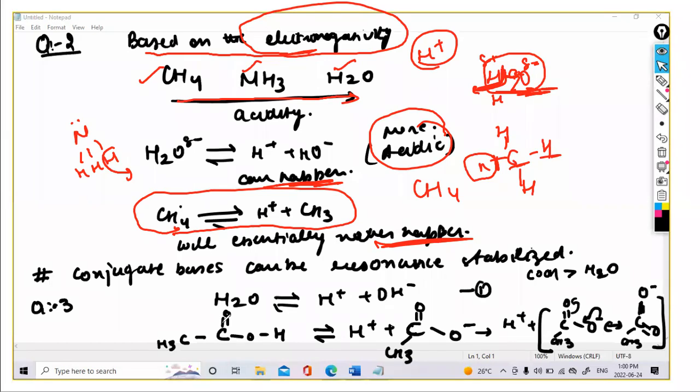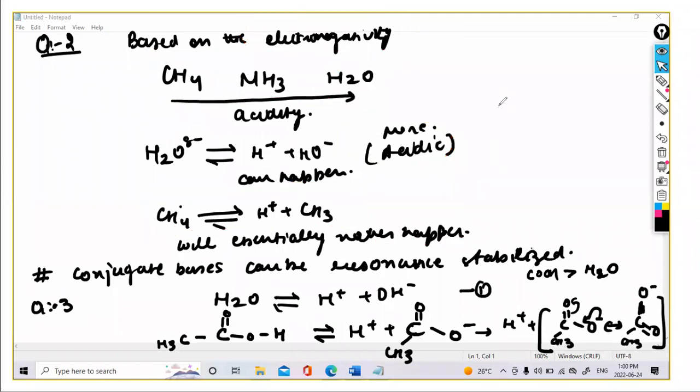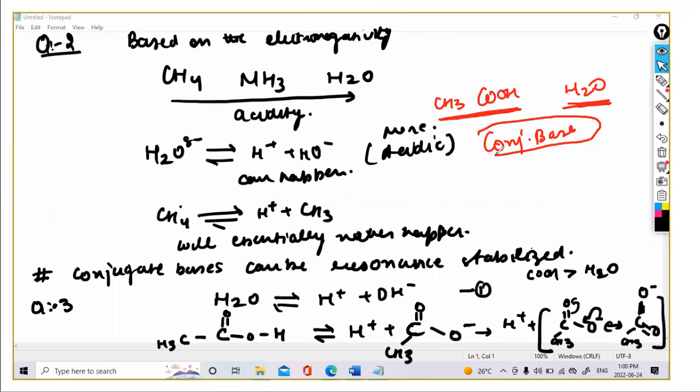Now, this was about electronegativity. Let's talk about something else. Let's compare COOH acids and water. Let's say I put a CH3 group here. What do you think, which is the stronger acid? Who decides? We already told you the conjugate base is the parameter that decides the strength of the acid. The more stable the conjugate base, the stronger the acid.